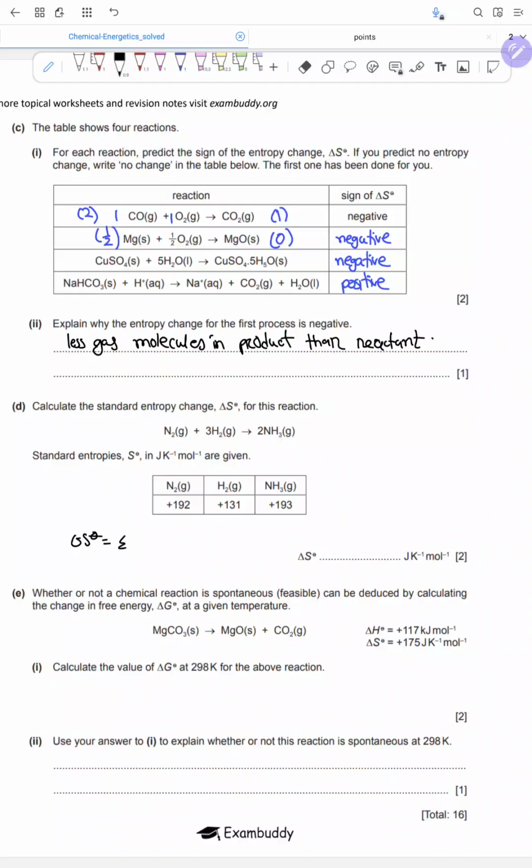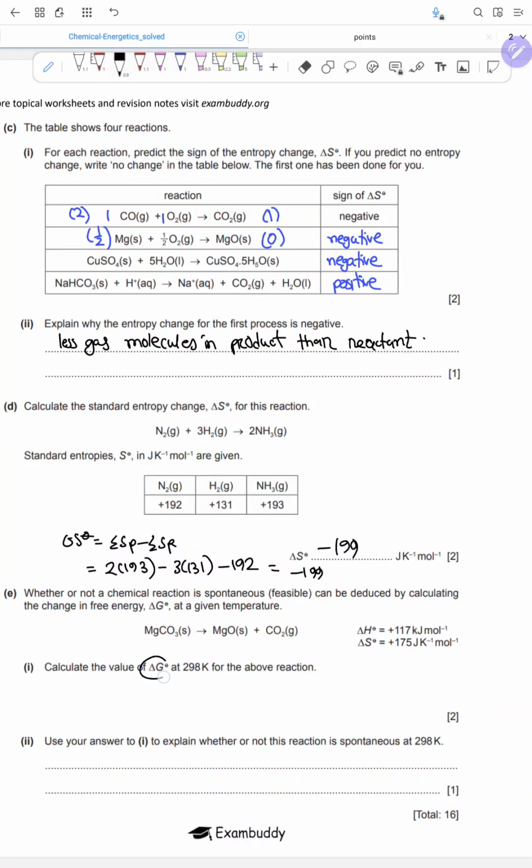So we have to find the standard entropies. Simple, standard entropy of products minus entropy of reactants. So products is 2 ammonia, 2 ammonia, minus 3 hydrogen, minus 192, and it should give a value of, let me put it in the calculator, minus 199. Damn, that's really random.